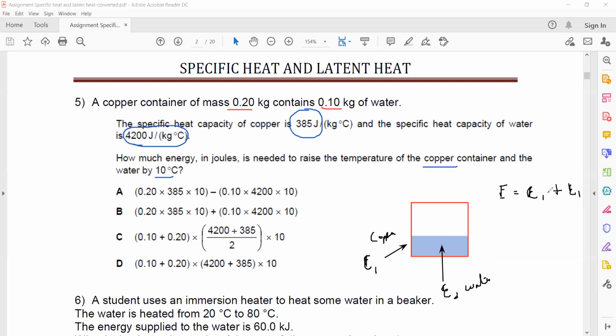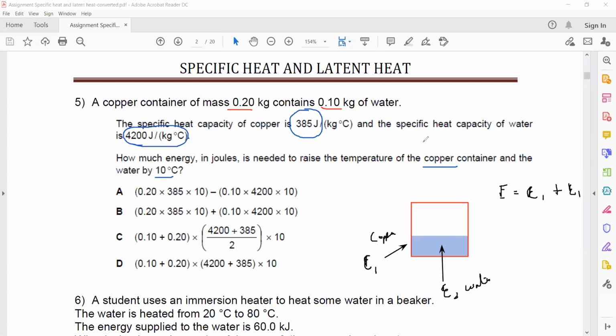This is a question that you have a container which is made up of copper. It is filled with water. You need how much energy is required to increase the temperature of copper by 10 degree and water also by 10 degree, the total energy. So total energy required is equal to the sum of energy required to increase the temperature of the copper and increase the temperature of water.